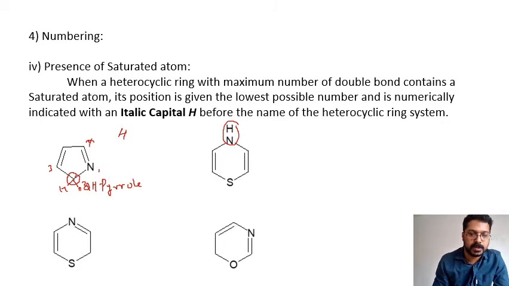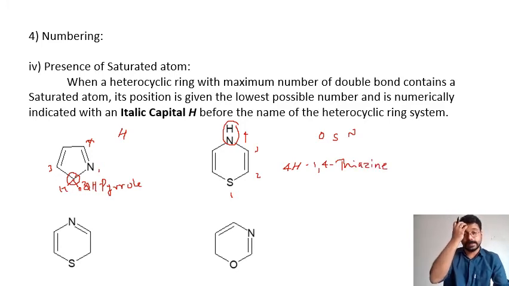Similarly, if you come to this one, you can say there is a saturated atom over here. But you know that the order of preference is oxygen, sulfur, and nitrogen. So the first number, 1, should be for sulfur, then 2, 3, and then the indicated hydrogen. So the name will be 4H, in italics, 4H-1,3-thiazine, thia plus aza plus -ine, thiazine.